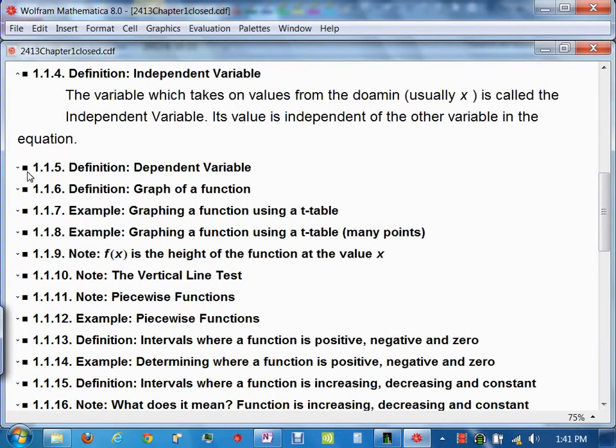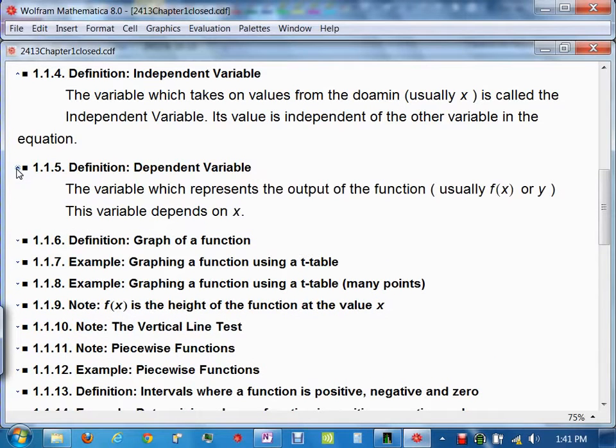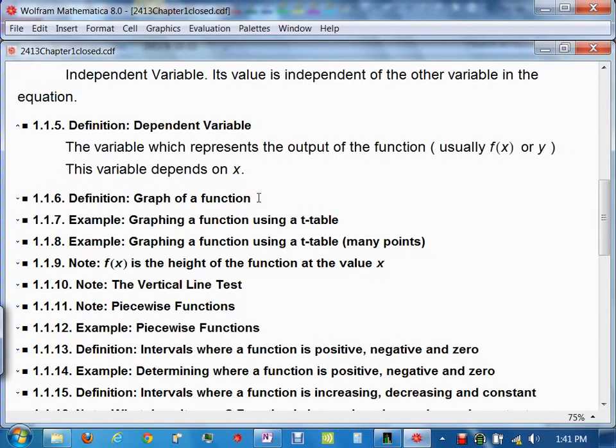So x is what you plug in, and what's the dependent variable? The one that comes out, right? The y. We usually have an x and a y, or x and f of x. So in order to know what y is, you have to know what x is. So y depends on x, so y is the dependent variable.